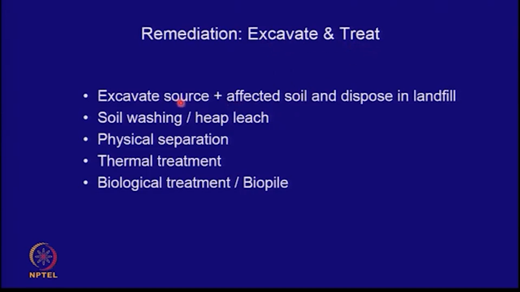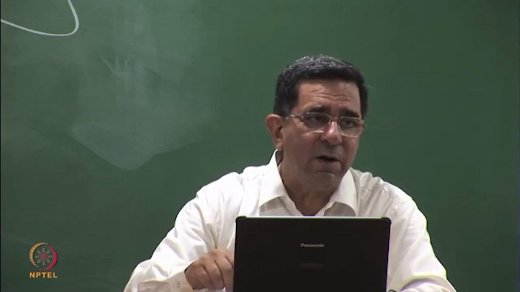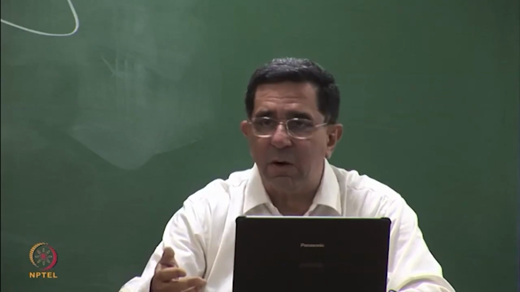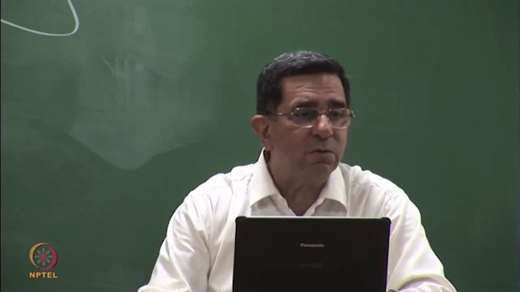You excavate the source plus the affected soil and dispose in a landfill. Probably going to be the most cost effective, but you are going to lose some of the air space in the landfill. You might want to excavate the soil and do soil washing or heap leaching. Very simply put, if you have got soil which has got contaminants which are soluble in water, pass a lot of water through the soil, the contaminants will come out into the liquid phase and you can use the solid matrix back. You might want to do physical separation.